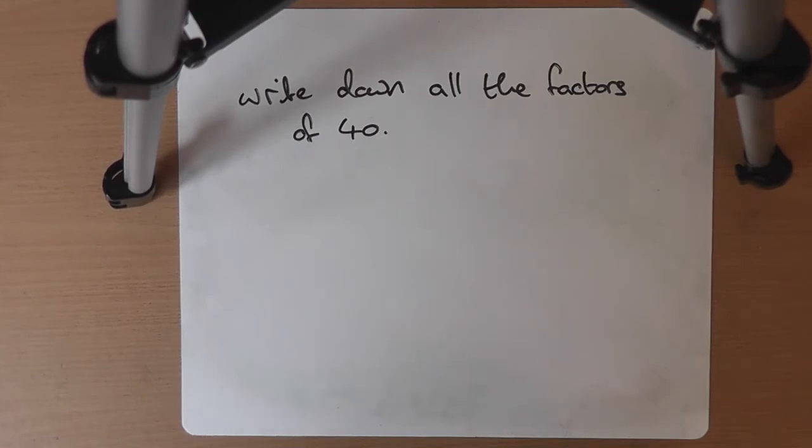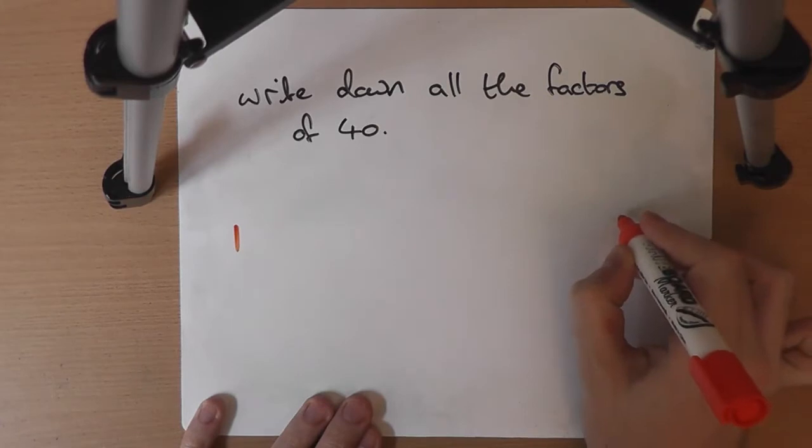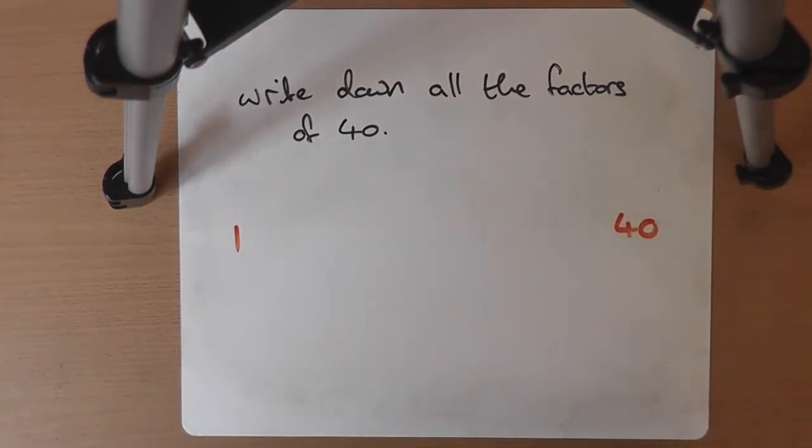Write down all the factors of 40. So we're going to do the same thing again. We're going to generate a list of all the factors, all the pairs of numbers we can times together to make 40, and we're going to do it working from both ends of the list in towards the middle. So we're going to put our extreme examples down first. We're going to bound the list. The smallest factor possible is 1, and the largest factor possible is 40, because they are the extremes.